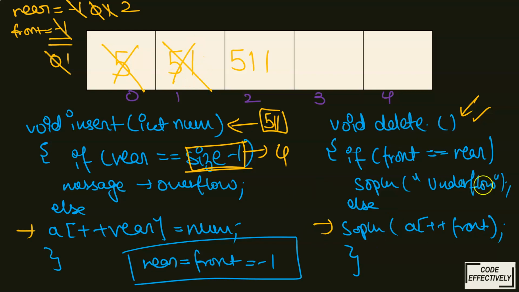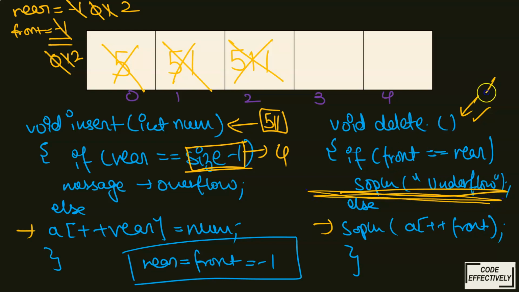Okay. In the same way, now you will check again. Again if I say I want to delete the number, it will check. Front value is 1. Is 1 equal to rear? No. So you can again delete it. First we will increase the value, front is equal to 2. Then we will delete 511. Now see when this condition will come. This is how this condition will come into place.